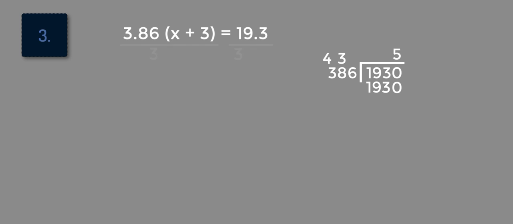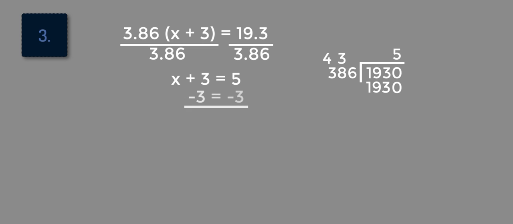So if we divide both sides by 3.86, we're left with x plus 3 equals 5. Subtract 3 from both sides. And we end up with x equals 2. So this is an example of sometimes when it looks complicated, you can make it more complicated than what it is. You might want to go ahead and just check and see if there's an easier way to do it.